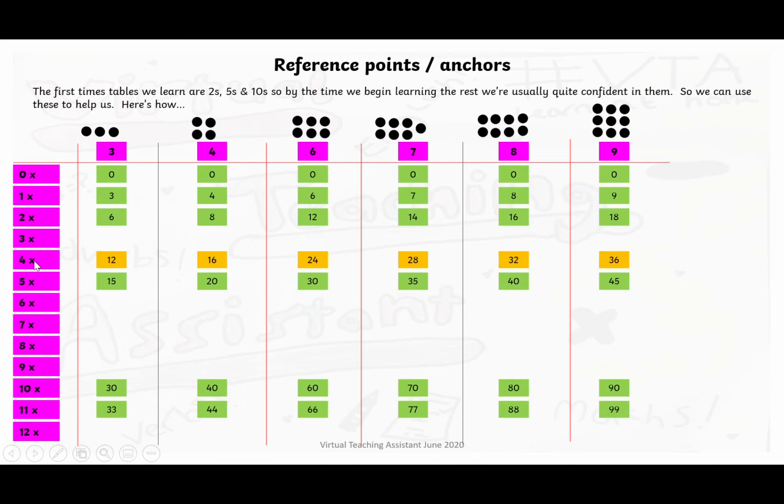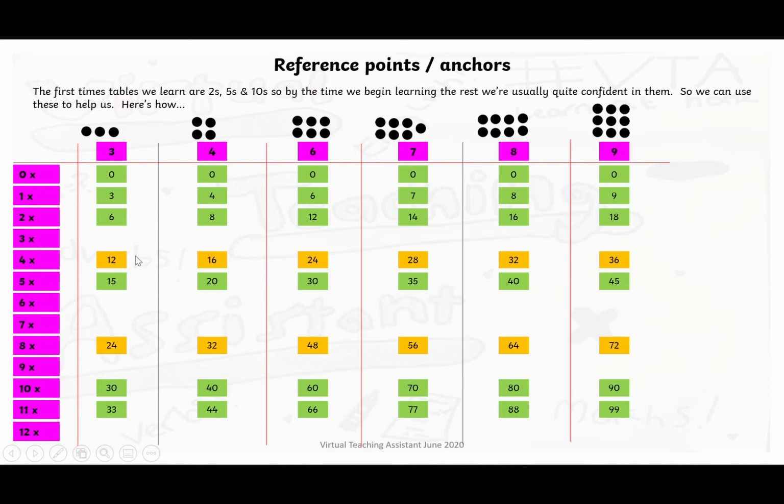Now, if I can do my 4s, maybe I can double that to do my 8s. Let's see. So 2 12s are 24, 2 16s are 32, 2 28s are 56, and there we go, 72.